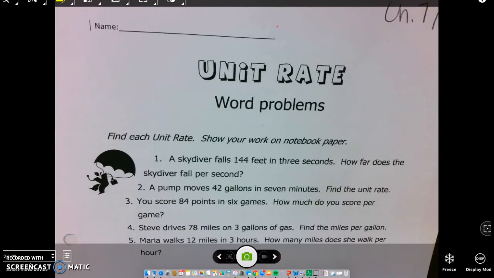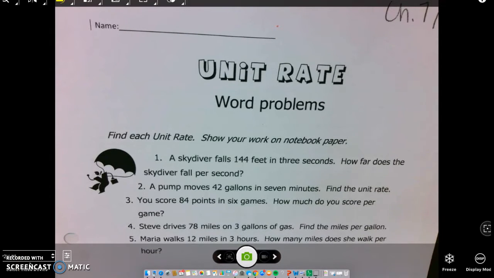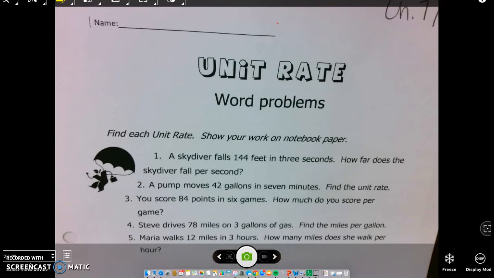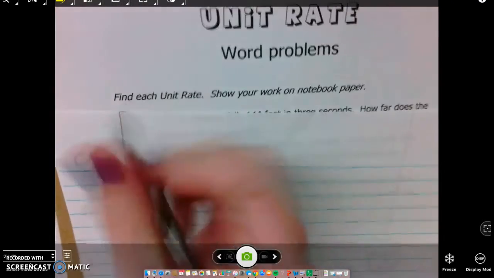Okay, so if you are working on the unit rate handout and you're stuck on number 1, I'm going to do number 1 and I'm going to do number 6 from each section. So a skydiver falls 144 feet in 3 seconds. How far does the skydiver fall per second? So all I have to do is on my paper, this is number 1.